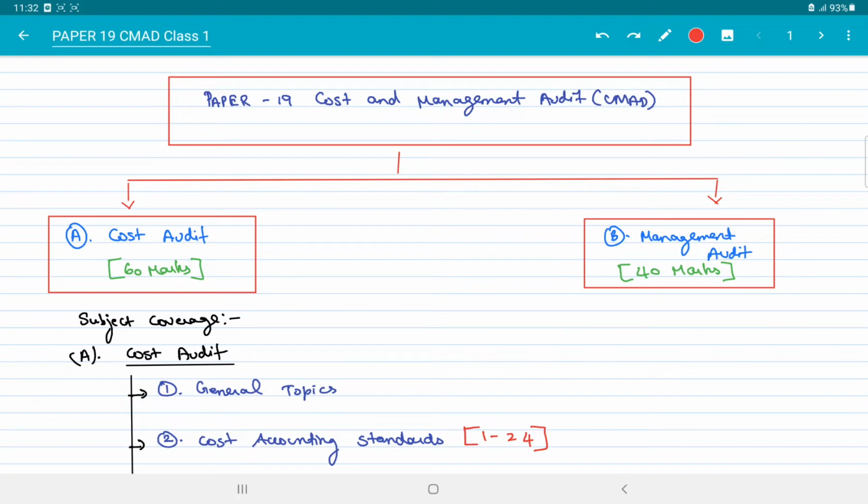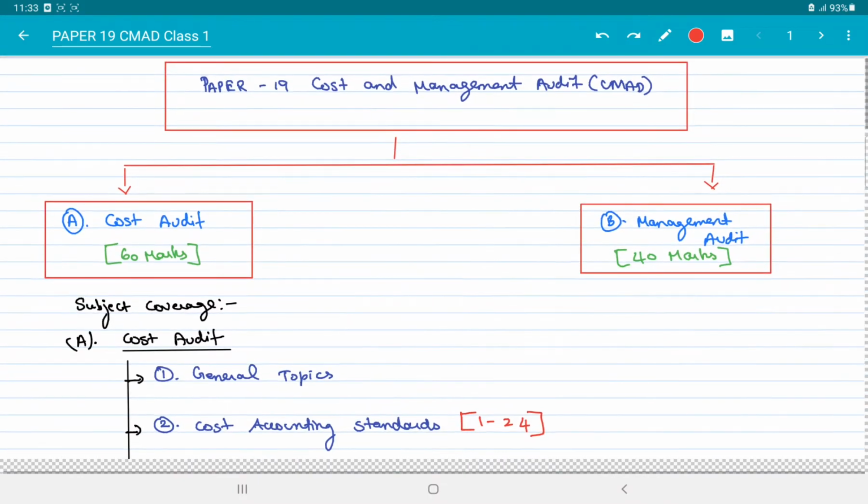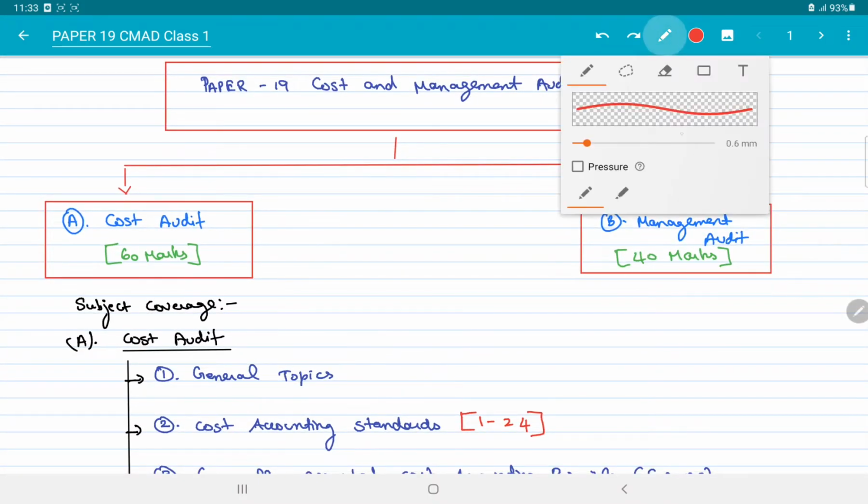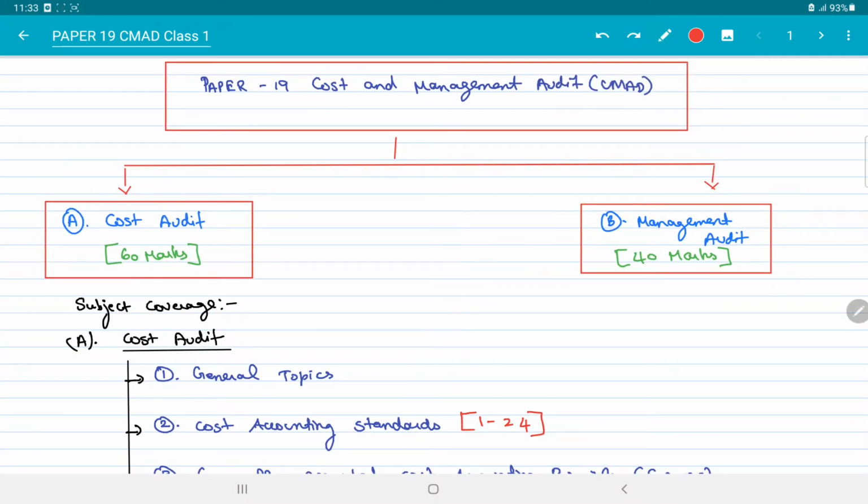Welcome to class 1, and this class 1 is for all the CMA final students only, and we are going to see one of the papers from group 4, paper 19, cost and management audit. As you can see on my screen, we have divided cost and management audit into two sections, section A and section B.